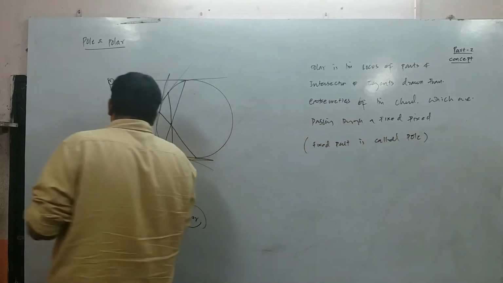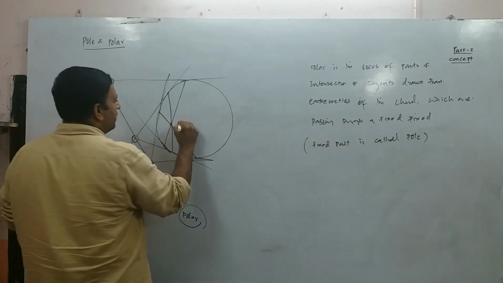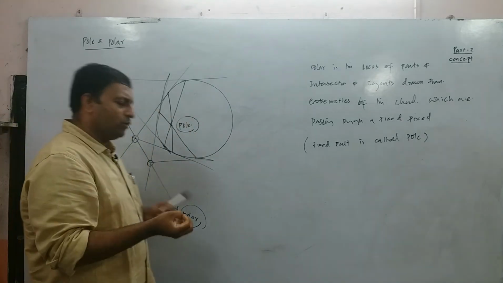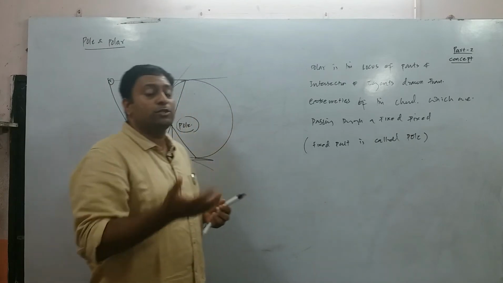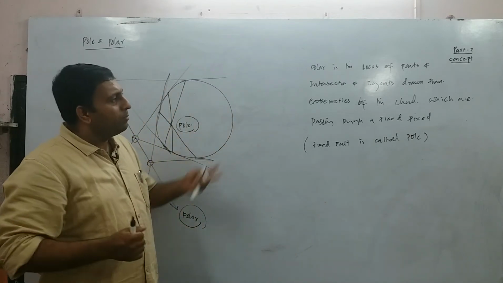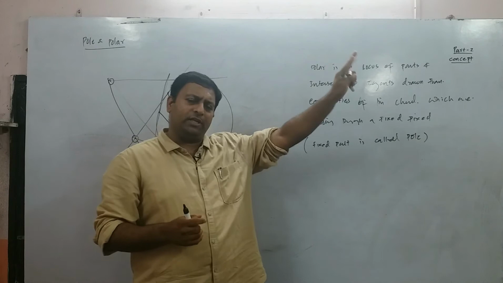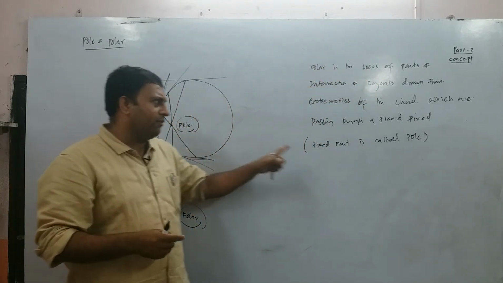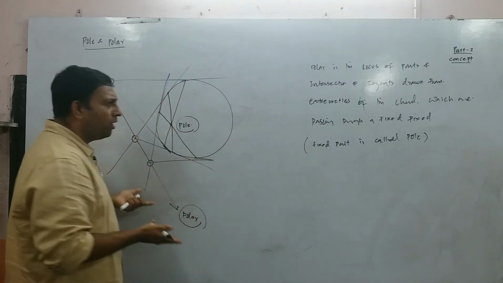So this locus is called the polar, and the fixed point is called the pole, right? Please try to understand what the definition is. No doubt nobody is going to ask you the definition, but you must know what it means. I repeat, the polar is the locus of points of intersection of tangents drawn from the extremities of the chords which are passing through a fixed point. Here the fixed point is called the pole and the locus is called the polar, right?